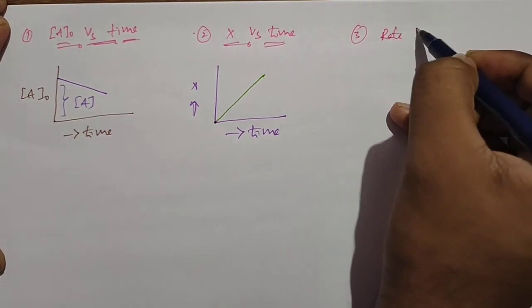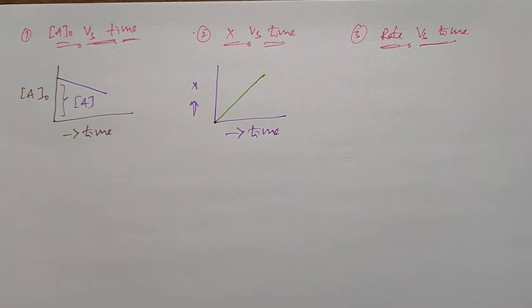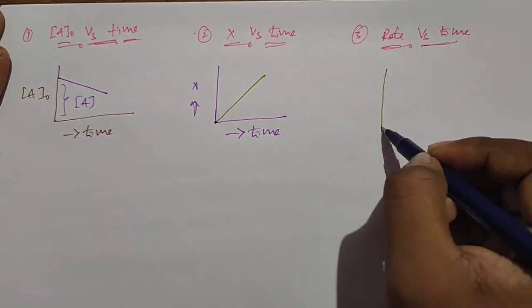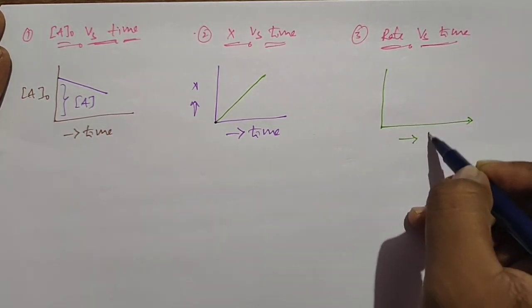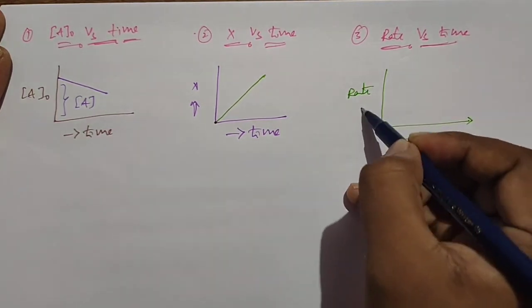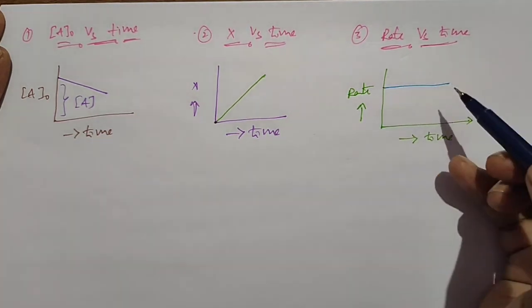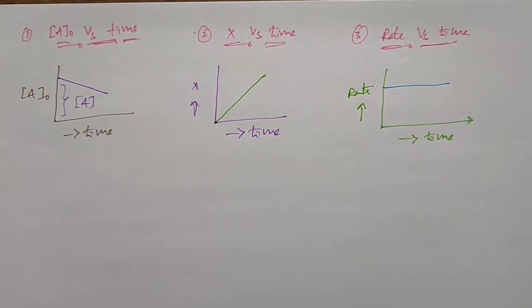And the third graph, rate versus time. For a zero order reaction, the rate is independent of concentration. So here we get a straight line parallel to the x-axis. On the x-axis again I take the time, on the y-axis I take the rate. The result is a straight line parallel to the x-axis.